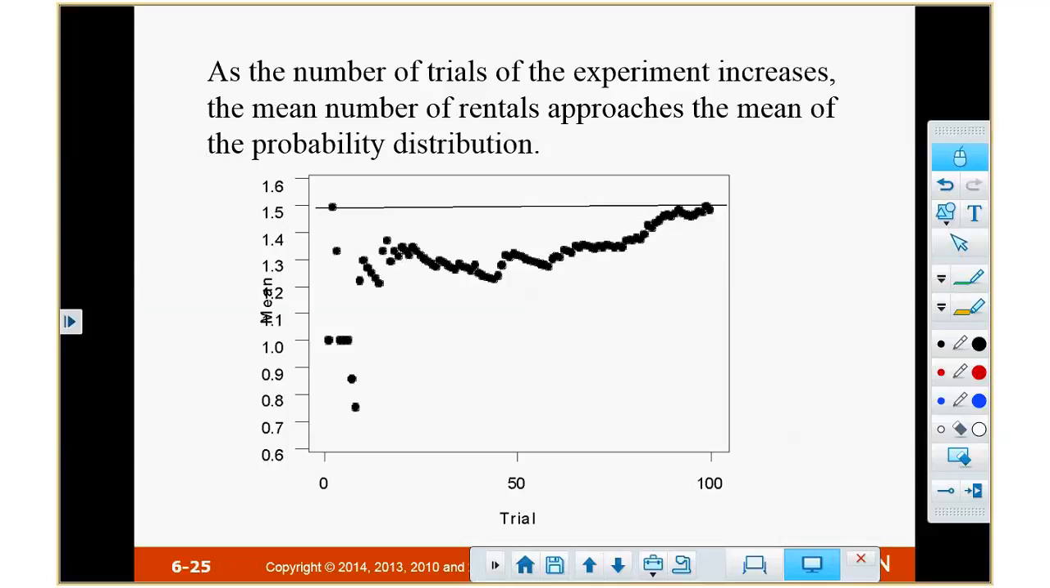As the number of trials increases, and this is important because they're going to ask you this in your homework and test questions. This is one of those tricky ones that you have no idea about when you read the question. Well, here it is. And the answer is the mean number of blah, blah, blah approaches the probability mean. The actual mean approaches the probability mean.